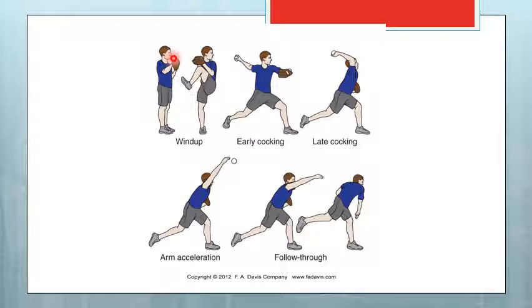horizontal abduction as well. So you can see that pretty good in this picture here. You can see the shoulder abduction. It's also obviously horizontally abducted, and you're getting external rotation taking place as well.